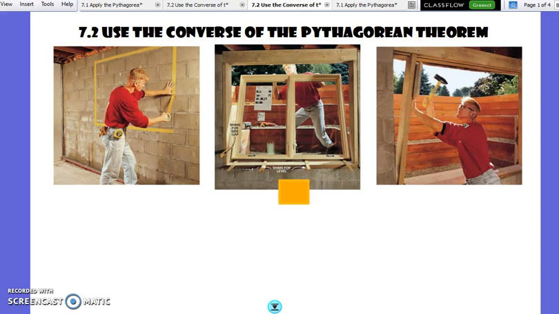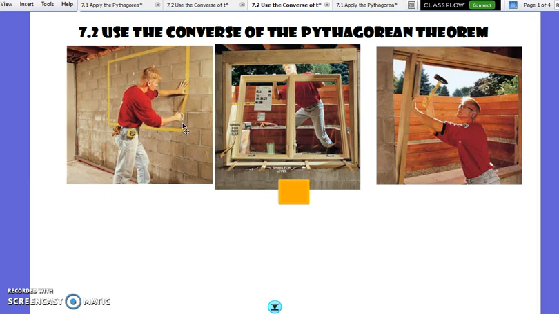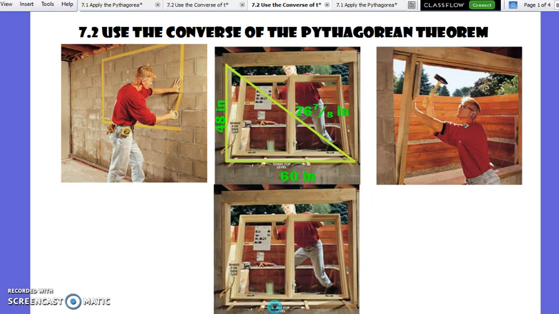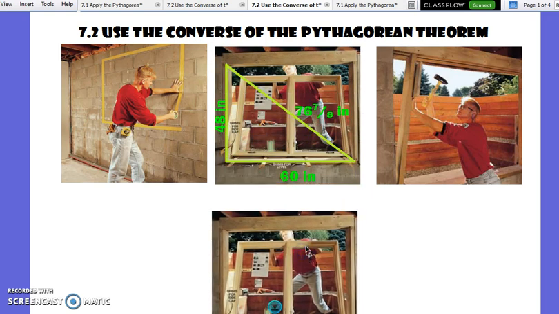Hi guys, today our lesson is the converse of the Pythagorean theorem, and it's actually a pretty well-used idea in construction. You can see this guy here is installing an egress window into his basement, and a really common problem in construction is trying to make sure that you get your right angles perfect.